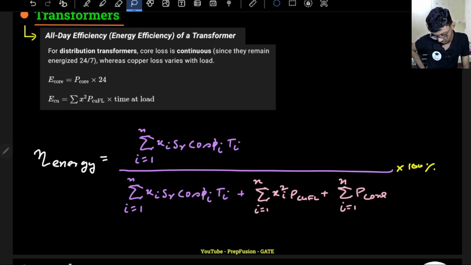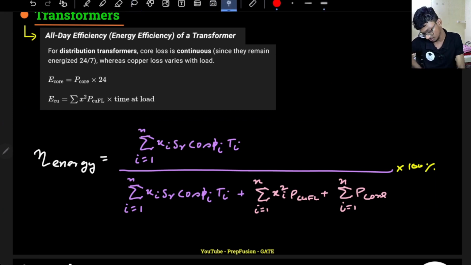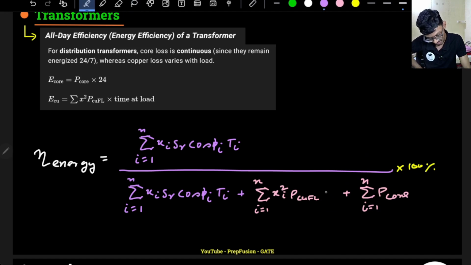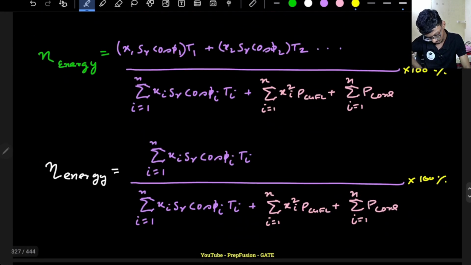PCFL into the time at the load, PCFL for 24 hours, because core loss will always be constant. So into 24 gives me energy in watt hours. It does not matter, this also you can do. Sorry, I forgot to multiply the time unit here. Don't forget to multiply by the time, because everything is in energy. So this will be Ti here, this will be Ti here, this also will be Ti here. Sorry about that. Everything will be energy.